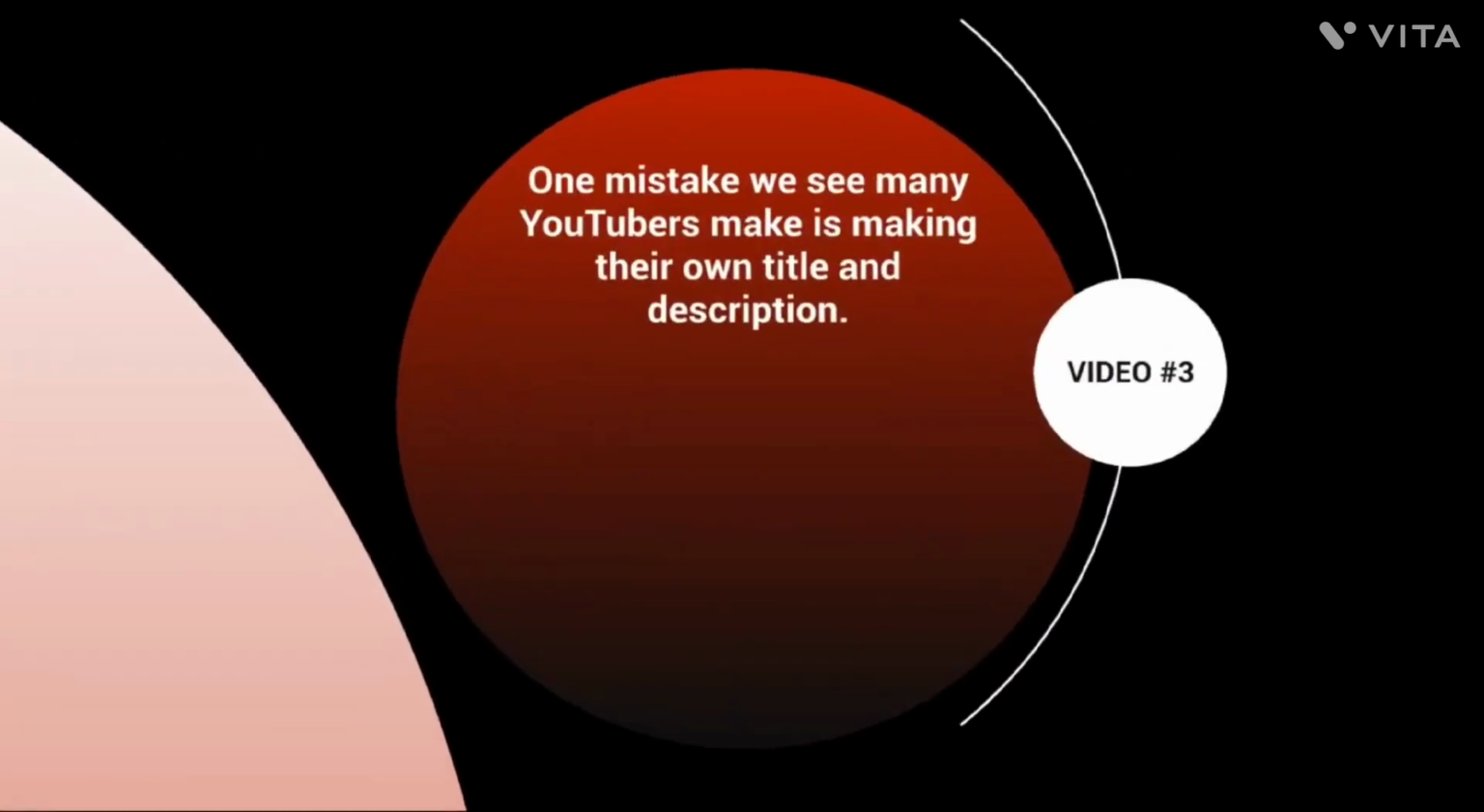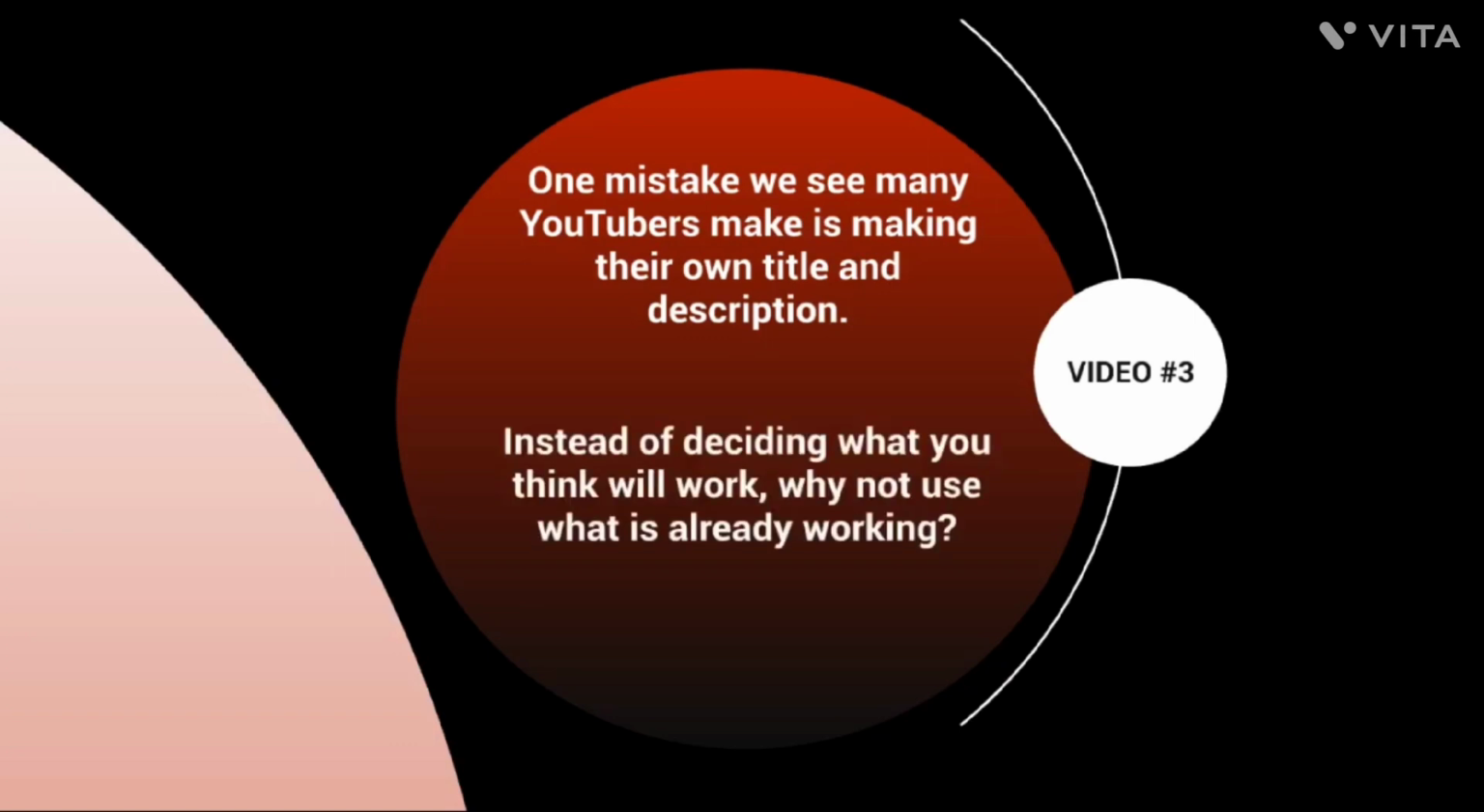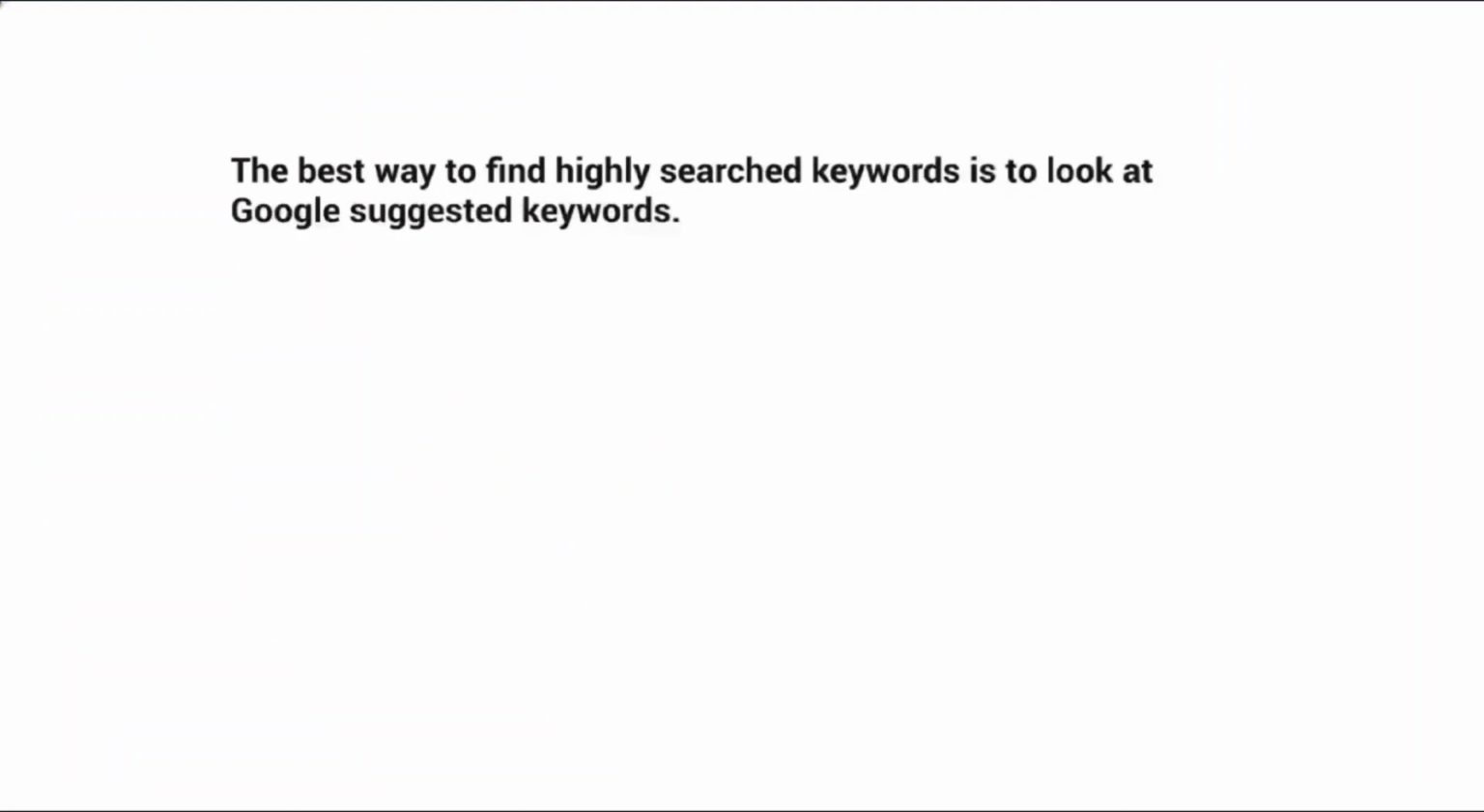So one mistake that we see that many YouTubers make is simply making their own title and description. I mean, it's natural, right? But instead of deciding what you think will work, why not use what is already working and do some simple keyword research? That's not going to take a lot of time, and this way you'll be able to have the right information that will help you rank on the right keywords.